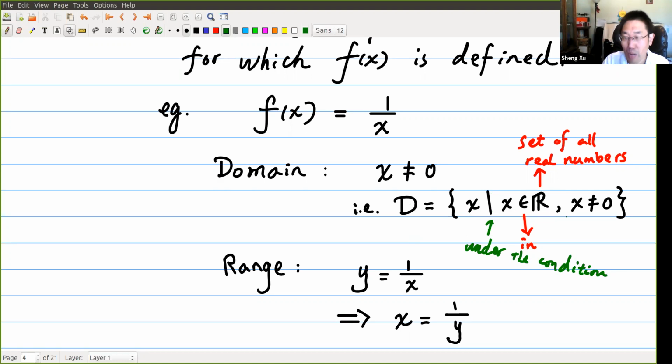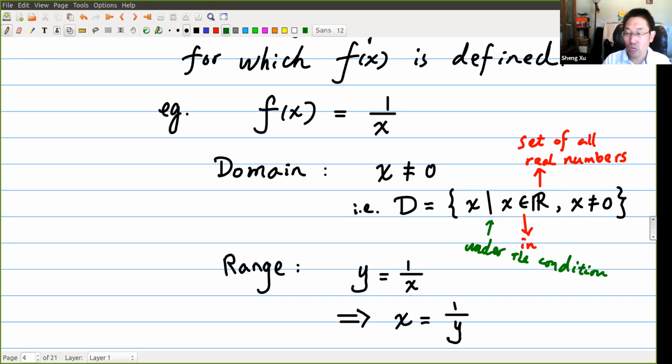So I just throw this here, so later on when you read some other books, you may see this kind of notation. We use curly brackets to denote a set, and the elements of this set are put between the curly brackets, okay? So in this case, the element would be all possible x. And what is that x? x is a real number, so x is in the set of all real numbers, but x is not zero. So those are the conditions. So that's the way to denote this set. Okay, so that's easy to figure out, right?